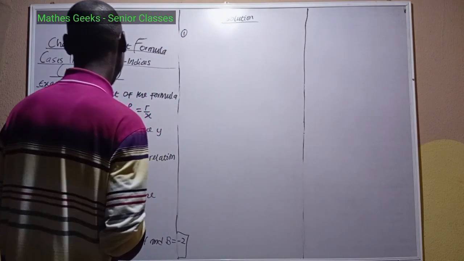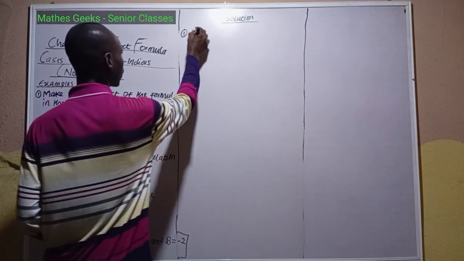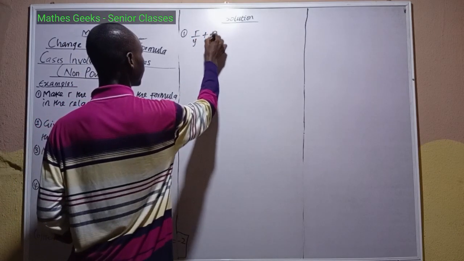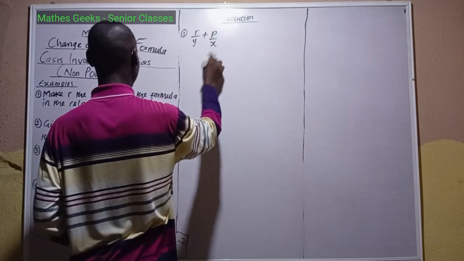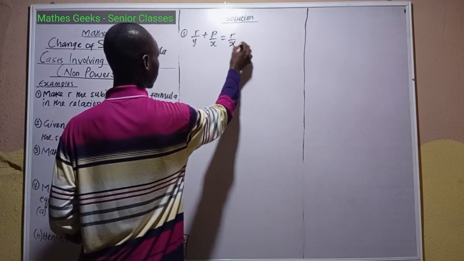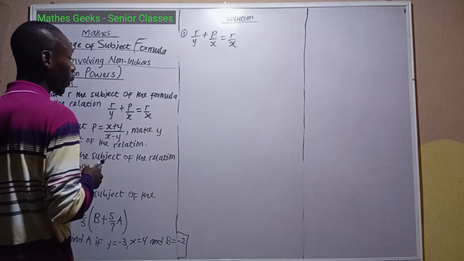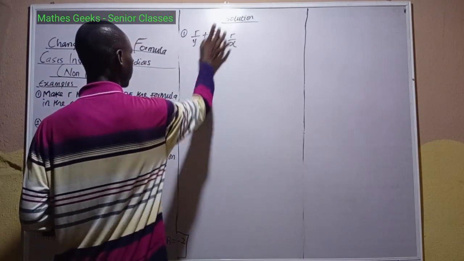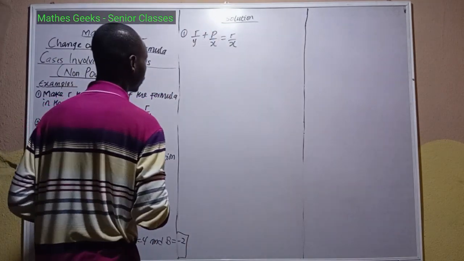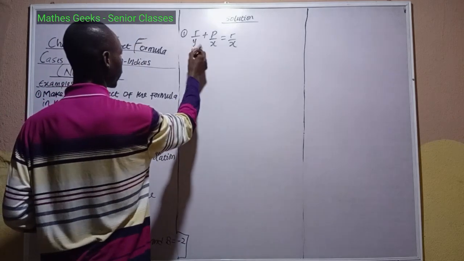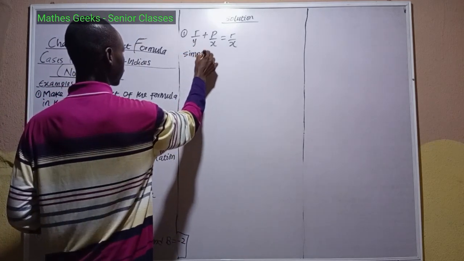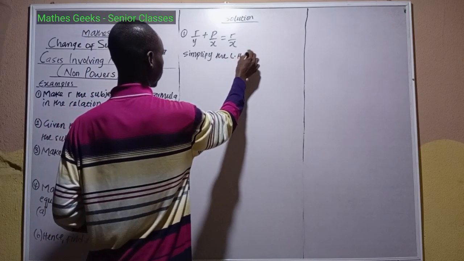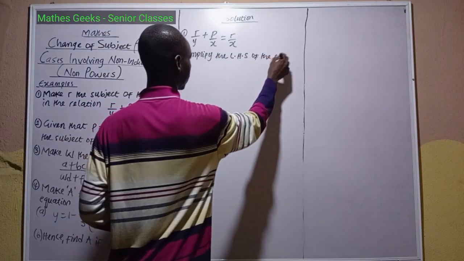To make R the subject of the formula in the relation (Ry + b)/x equals R/x, we want to make R the subject of the formula. So the first thing is to simplify the right-hand side of the equation.